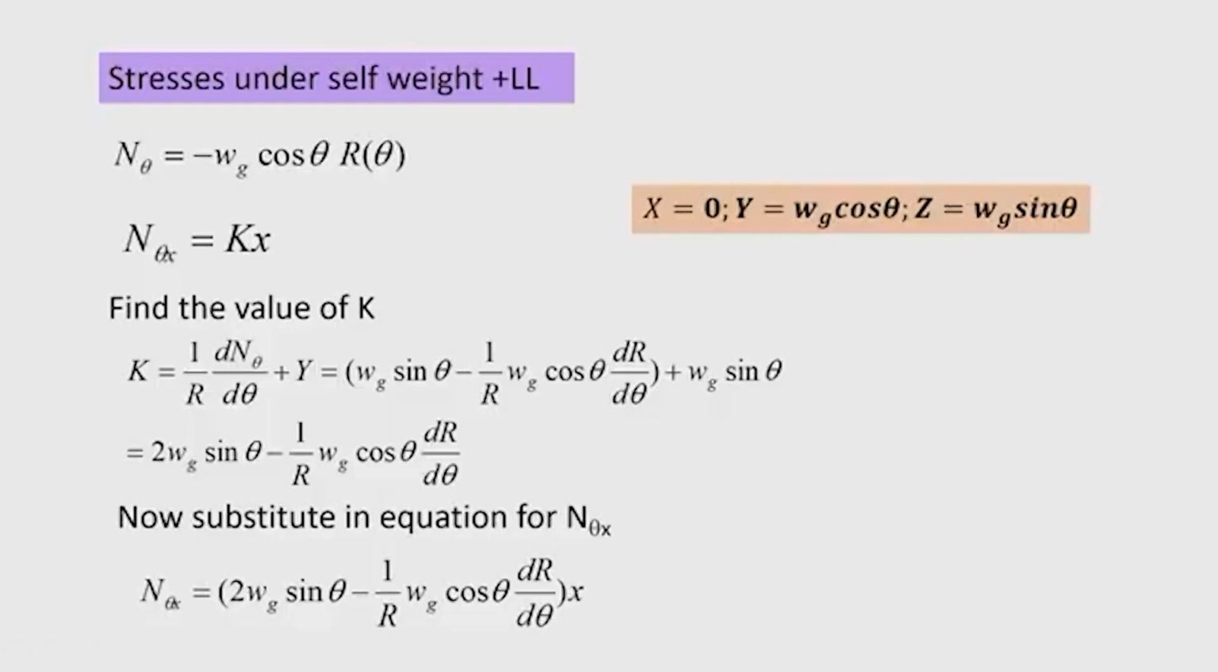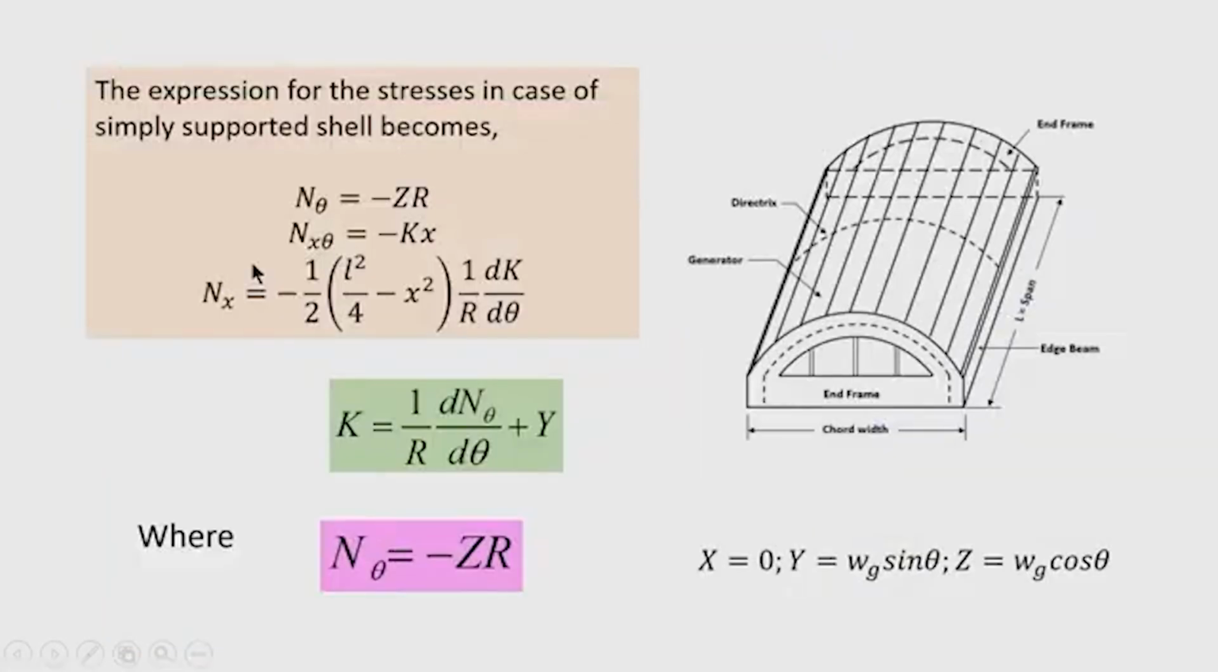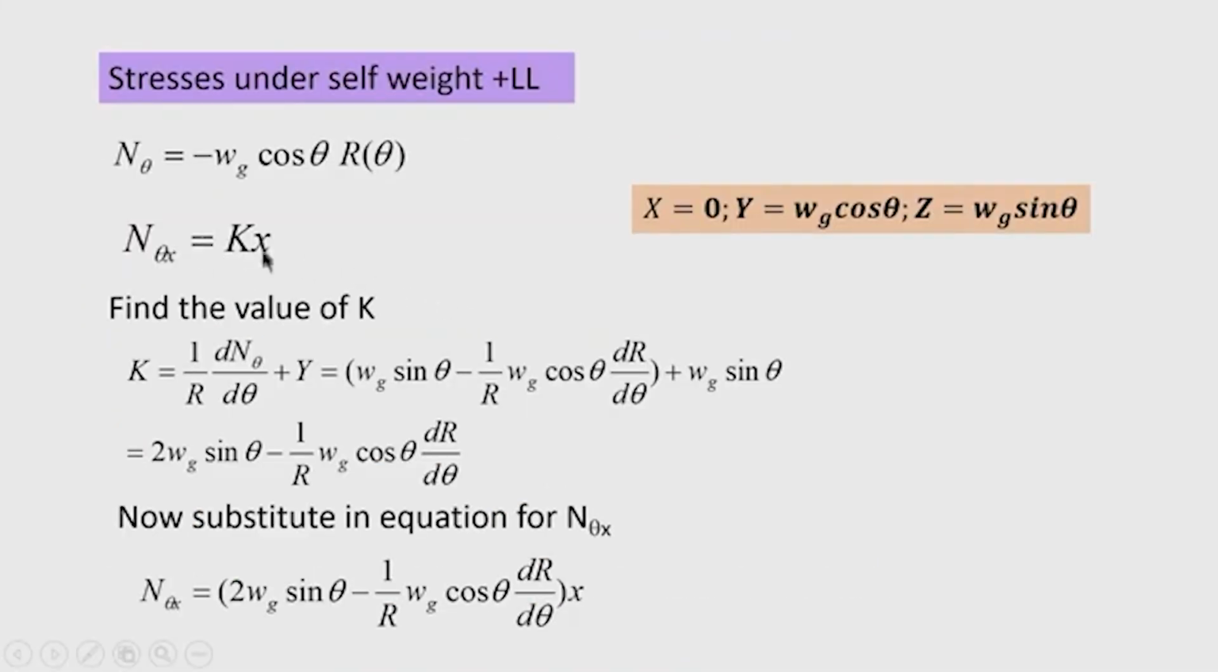Then we shall go for calculating N theta x, the membrane shear force. You can see in my earlier slide that N x theta is equal to minus k x, where k is given by 1 by r d N theta by d theta plus capital Y. Capital Y is the component of the load along the tangent to the directrix. So N theta x is given by k x, and k is 1 by r d N theta by d theta plus Y.